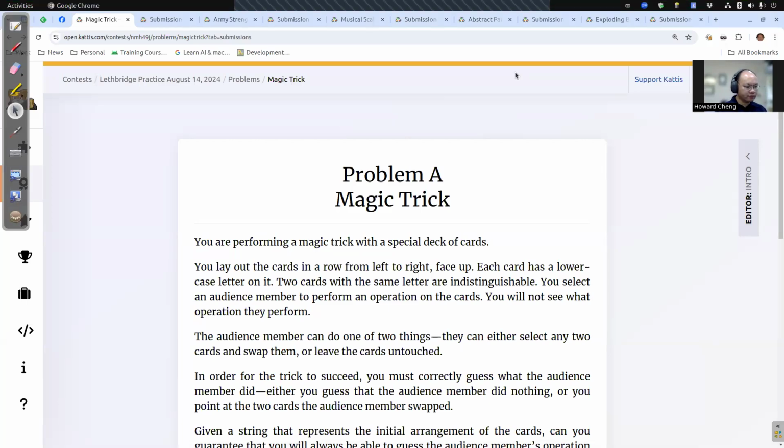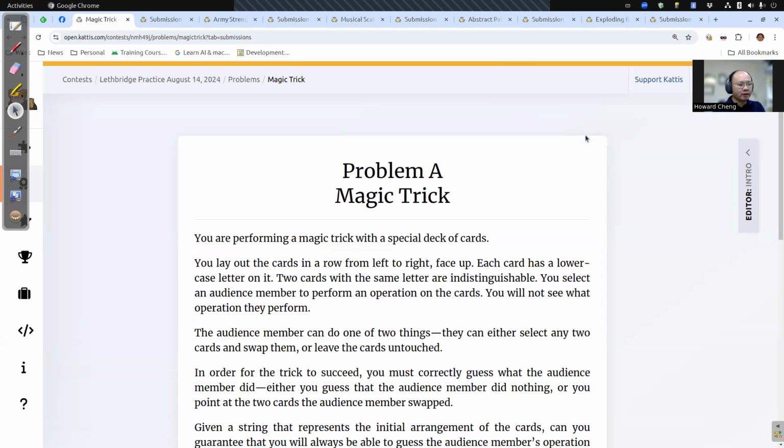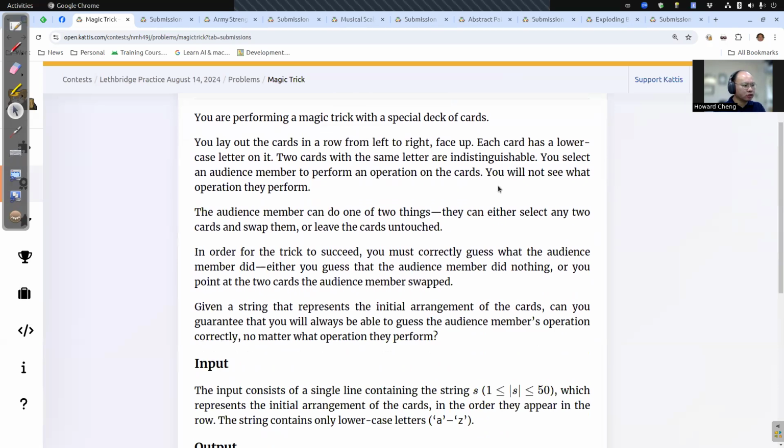Okay, this week we have five problems again. The first three are easier, and then the last two would take a little bit more time to explain. So let's get right to it. First problem, magic tricks.